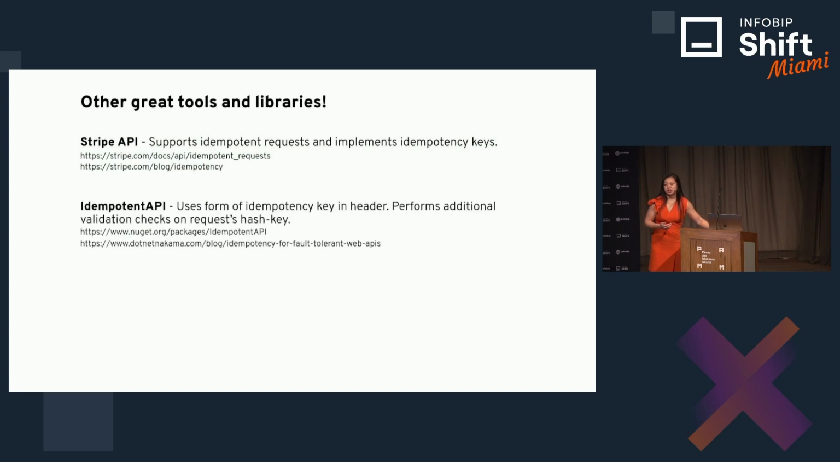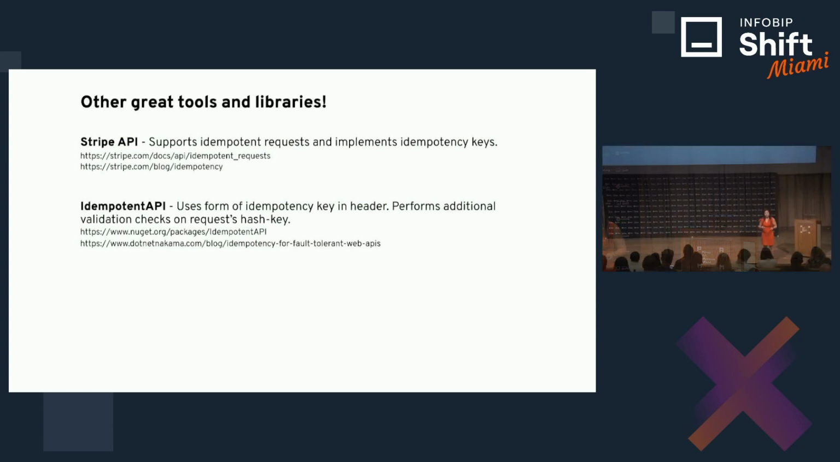There's also something called Idempotent API. This is a more .NET focused tool, and this is also using an idempotency key in the header. So if you're using any .NET solutions, this is one way, similarly to the Powertools, to be able to use an idempotent decorator and add that to your APIs.